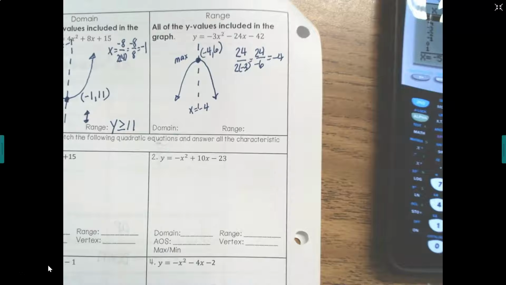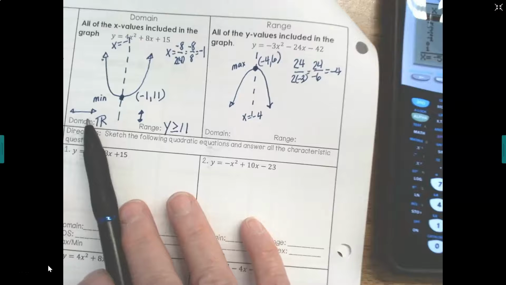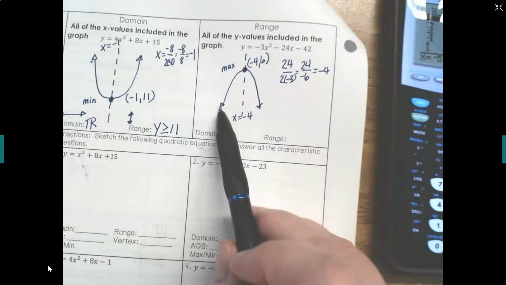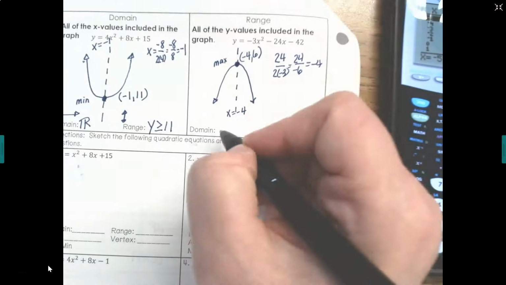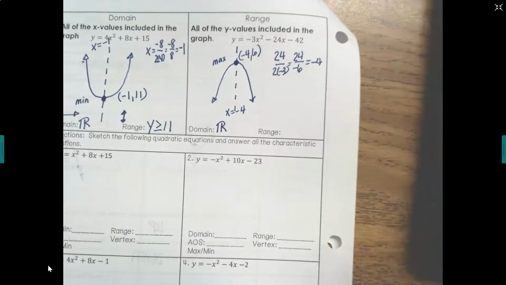All right. Now, that's a lot of information. How about domain and range? Remember, domain is your left and right. We just talked about it right there. This graph never stops going left. It never stops going right. In the non-real world ones, you're pretty much going to always be all real numbers.